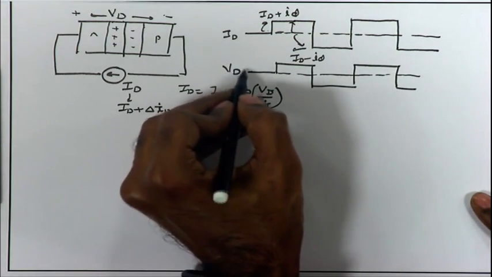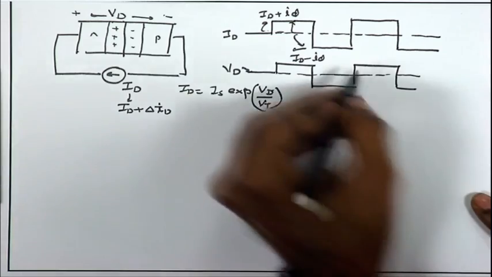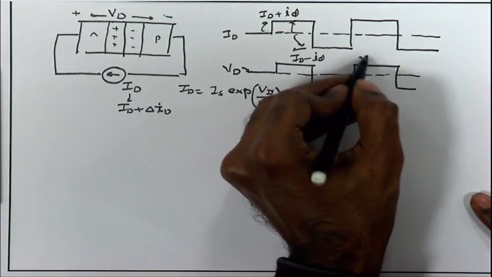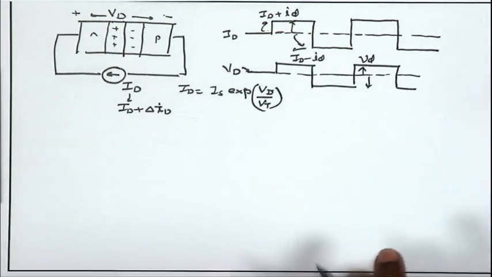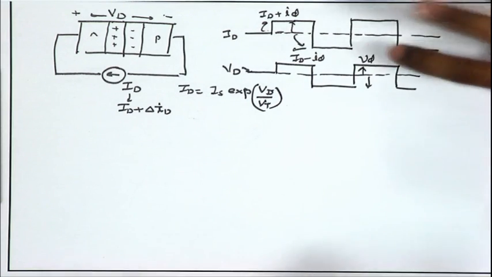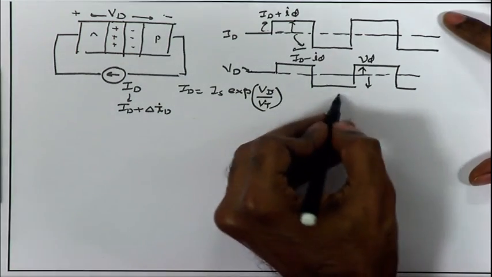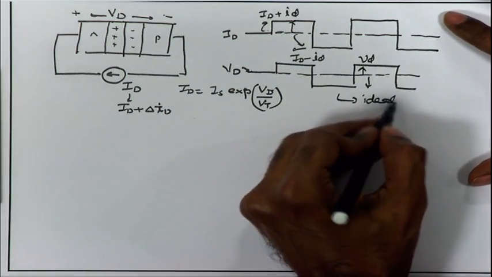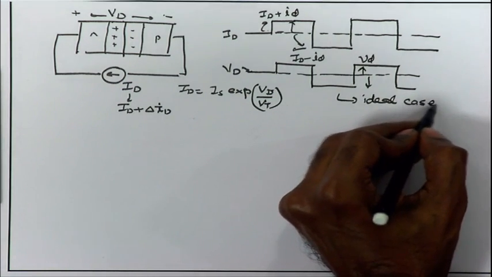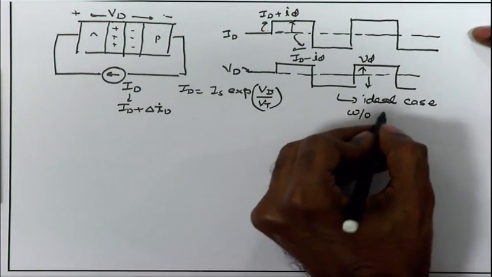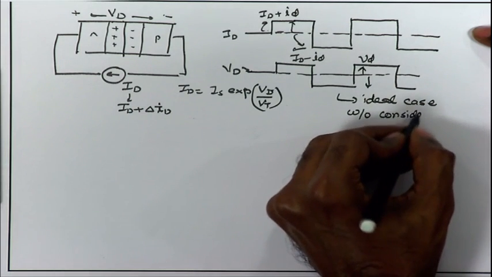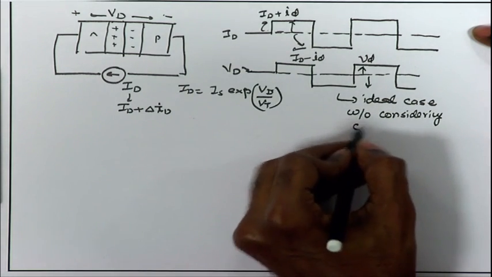So, this was the DC Vd across the diode. On top of that, we are imposing some small vd, increasing and decreasing in the opposite direction, commensurate with the increase and decrease in the current. That is the ideal case without considering charge storage.